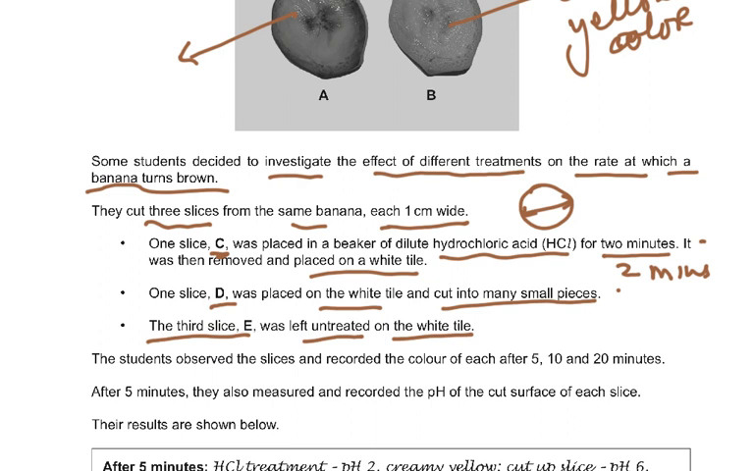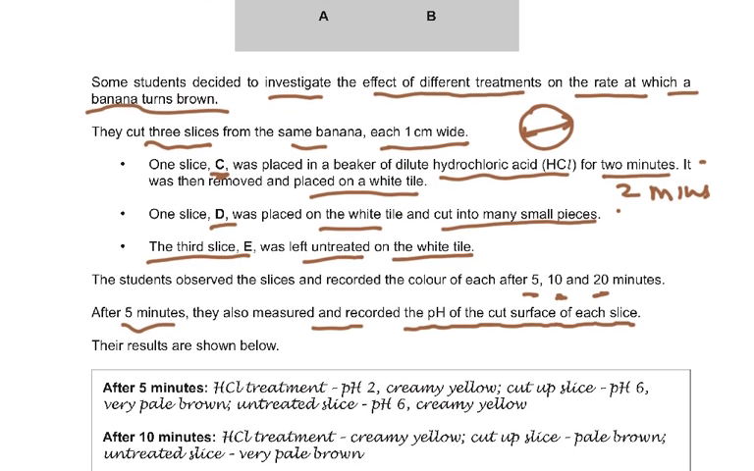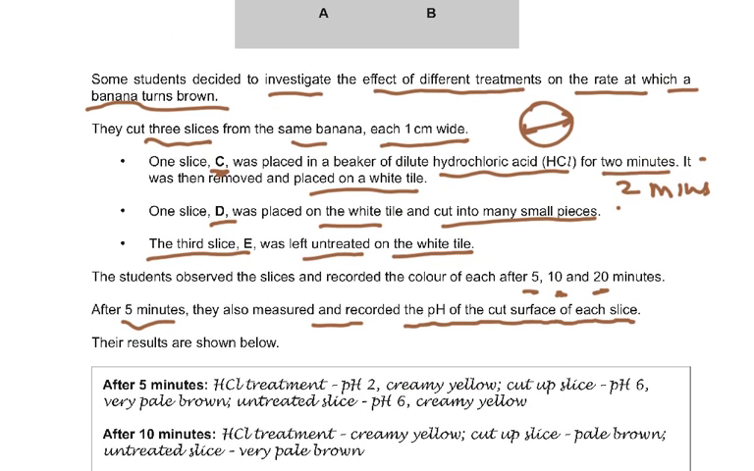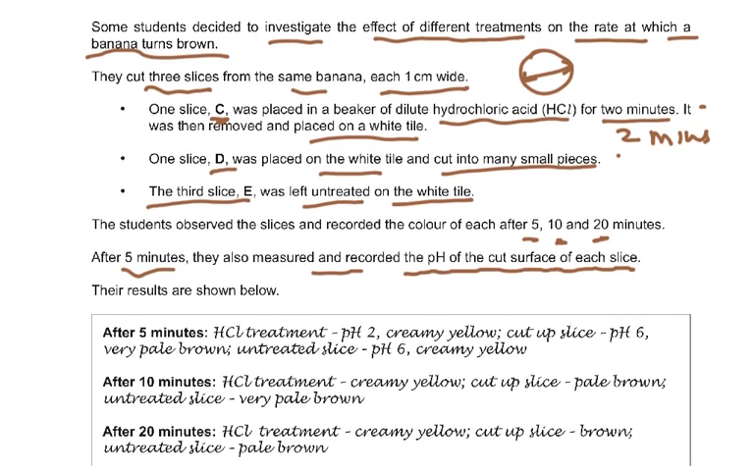The student observed the slices and recorded the color of each after 5, 10 and 20 minutes. So 3 readings. After 5 minutes, they also measured and recorded the pH of the cut surface of each slice. But actually readings were till 20 minutes. After 5 minutes, the results are shown below.